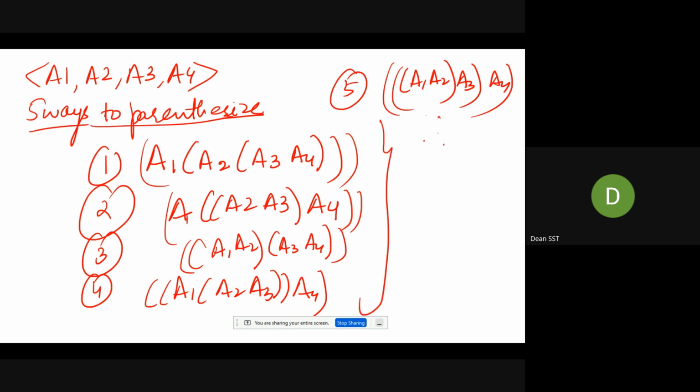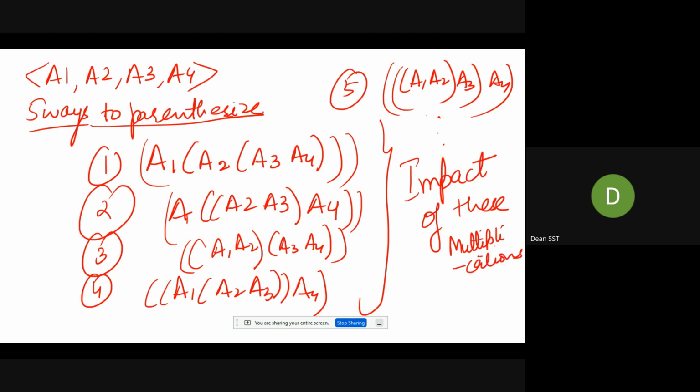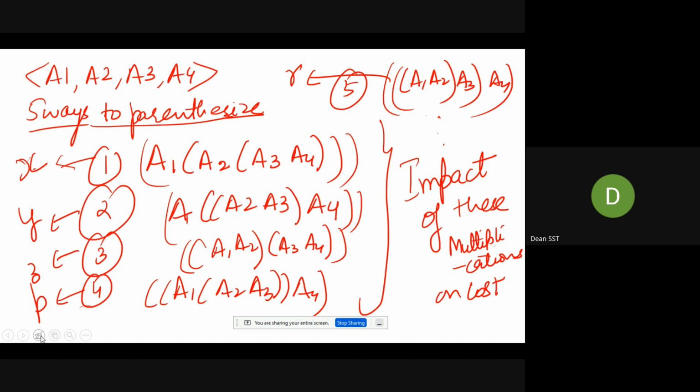So what will be the impact of these multiplications on cost? There will be different costs. Suppose here the cost will be X, multiplication cost. Here cost, suppose Y, cost is Z. Suppose cost is P. Suppose here cost is R. So which one is minimum? Which one is minimum? So we have to find minimum of X, Y, Z, P, R.